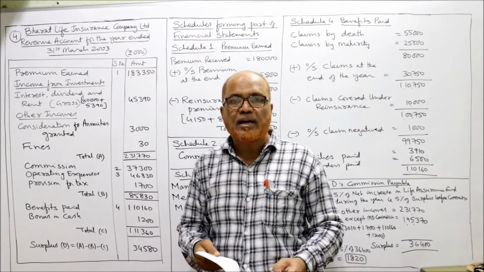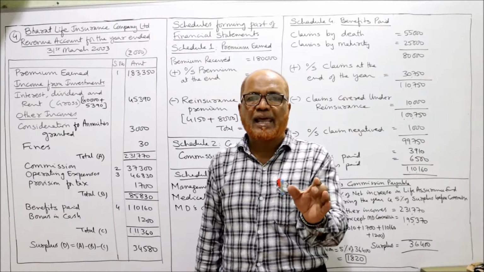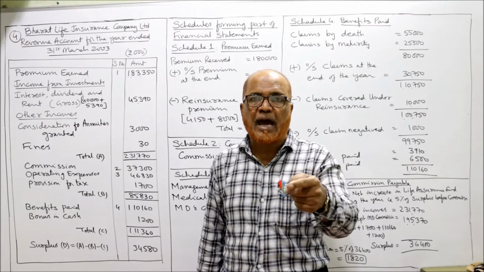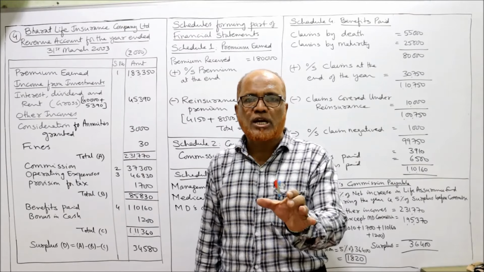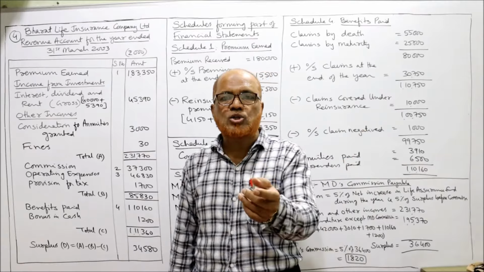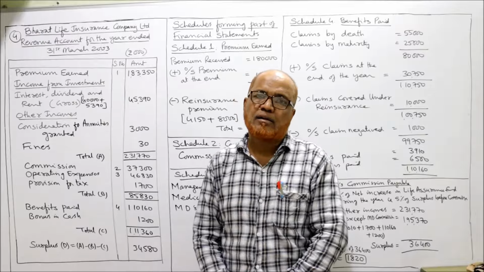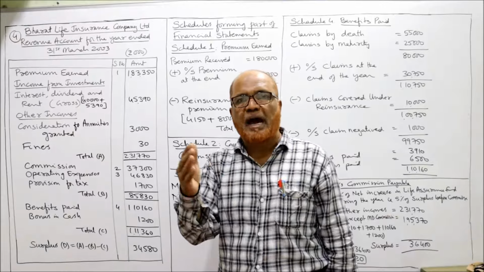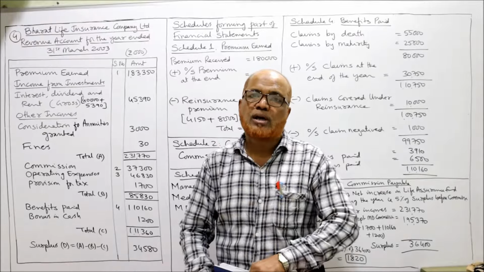Next, outstanding claims and premium. See, outstanding claim at the end of the year will be added. Already in short problems we have seen. The outstanding claim of the current year will be added to claims, and the outstanding premium of the current year will be added to premium. So outstanding premium will be added to premium, outstanding claims will be added to claims.